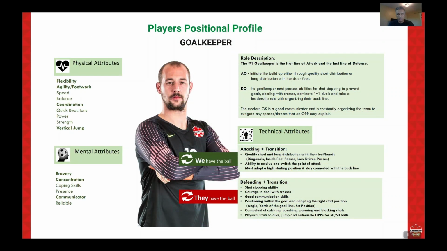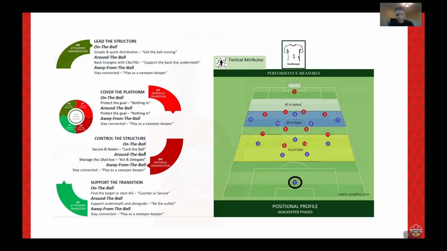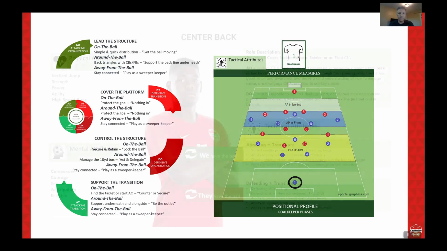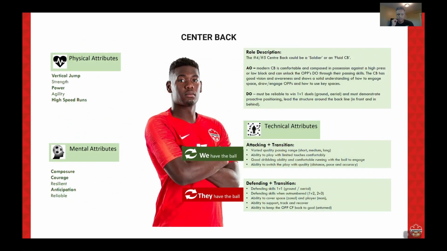And the last part in this presentation is the player positional profile. I have this profile for every single position on the field, but here specifically I would like to talk about the center backs. Physical attributes for a center back can be vertical jump, strength, power, agility, and high speed. Mental attributes can be composure, courage, resilience, anticipation, and reliability.